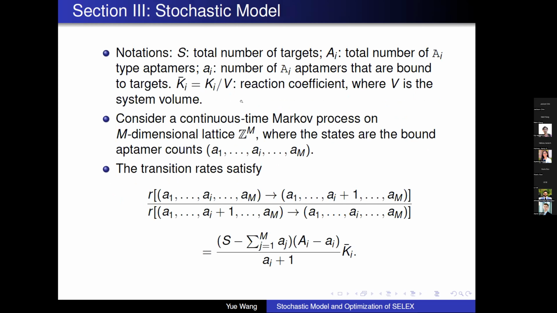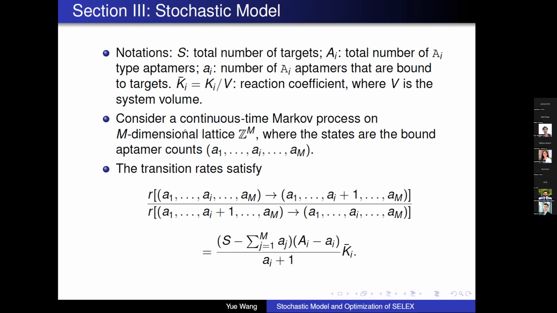The notations here are similar. Here, S is the total number of targets. Big Ai is the total number of Ai type uptimers, and small ai is the number of Ai uptimers that are bound. And K bar is K over V, where V is the system volume. So K bar is the reaction coefficient.